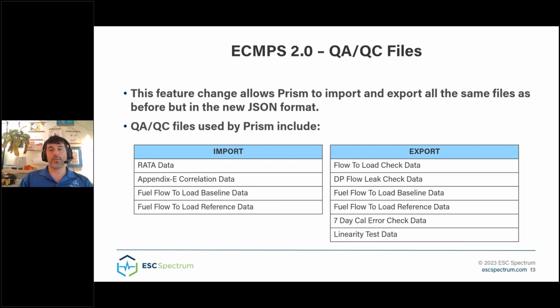Right. With the QA QC files, this updates the formats that we support for these kinds of things. So with import, you can import RATA data, Appendix E correlation, fuel flow to load stuff, and then we support the exporting of fuel flow to load check data, fuel linearities, and so on.